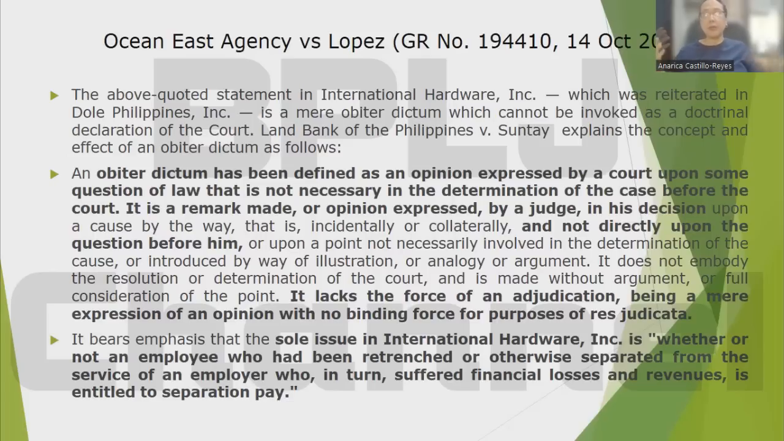Okay? So, an obiter dictum is an aside. It does not directly deal with the main issue in the case. Okay? So, the doctrine of stare decisis applies only to the main doctrine. Okay? That which has a bearing directly on the issue which is involved in the case.